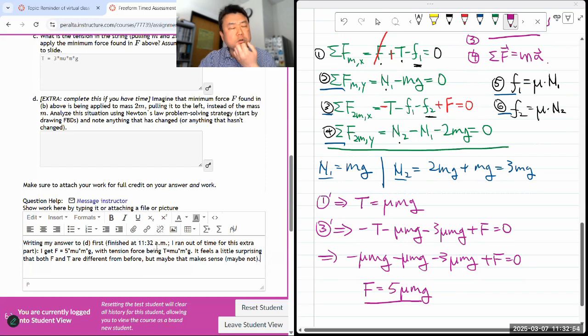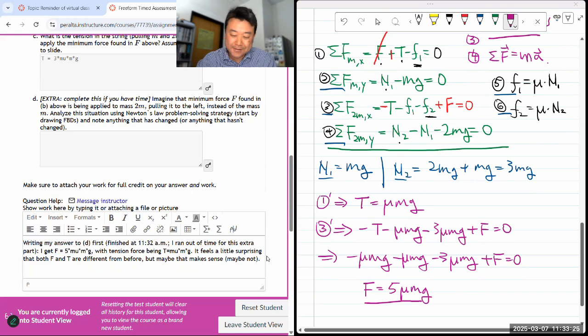If it makes sense, the way I would make sense of it is, before pulling the top block, what had to move, what the tension had to pull, was the bottom block. So tension was greater, 3 mu mg. Pulling the bottom block, then what the tension now has to pull is the top block, which is lighter, so tension is smaller. I think I can make easier sense of why that should mean the force is greater when you are pulling the bottom block?